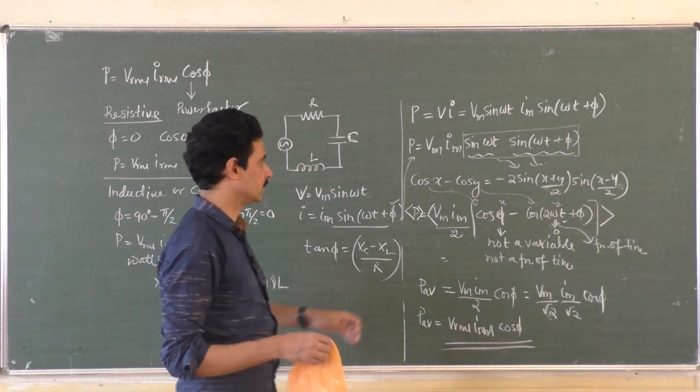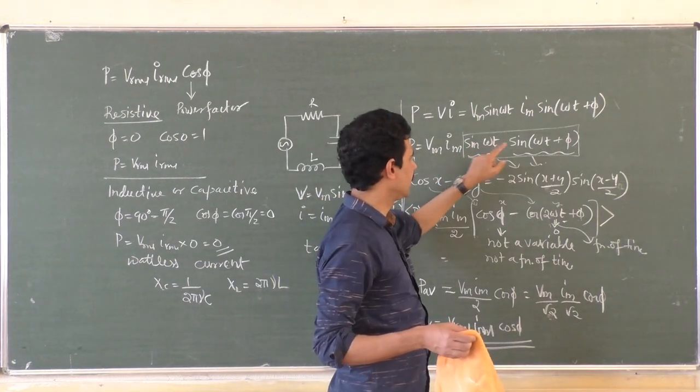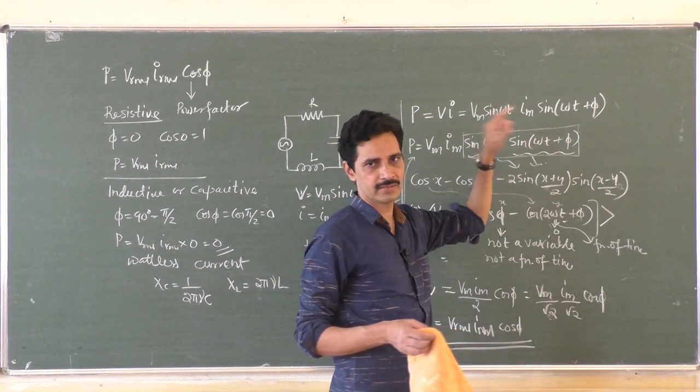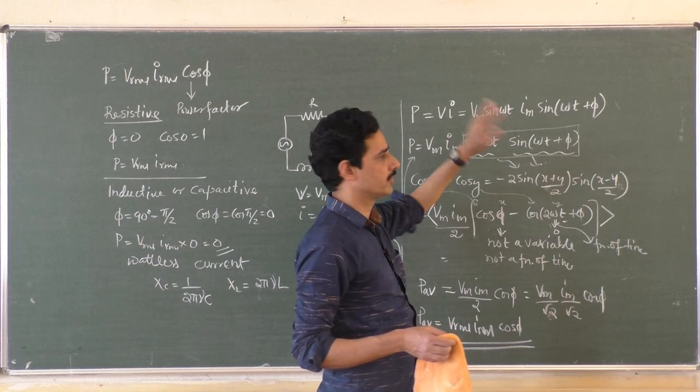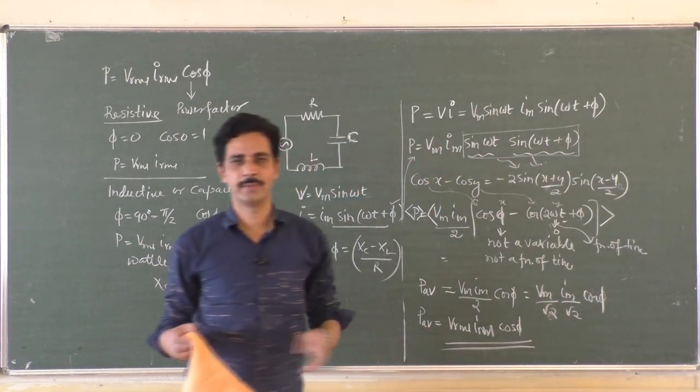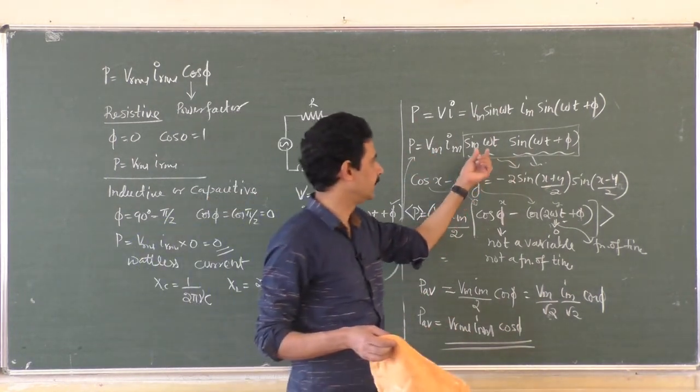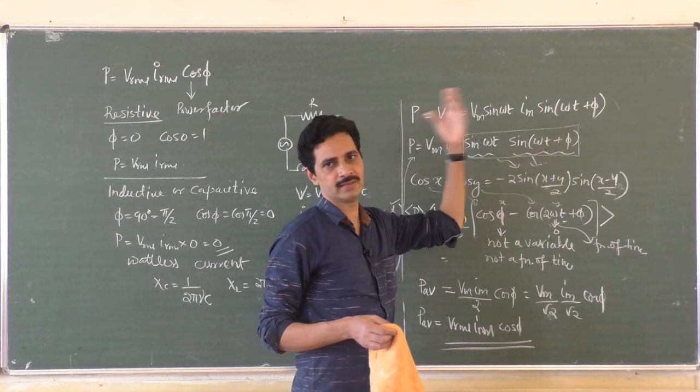But in the case of capacitor and inductor it becomes 0 because we get the two equations. One is sin omega t, another is sin omega t plus pi by 2, that is cos omega t. Sin omega t, cos omega t. So that leads to average power 0. Both are functions of time. Sin omega t and cos omega t, both are functions of time.